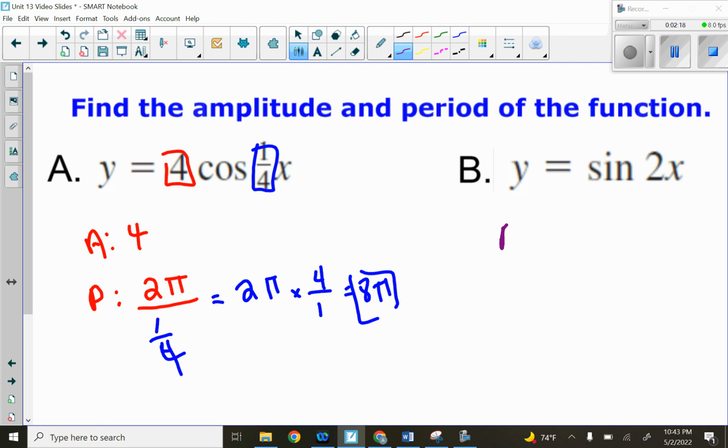So our amplitude on this one, remember if we don't see a number, there's an invisible 1, is 1. And our period we find by taking 2 pi over b, which in this case is 2, and those 2's cancel, so we get just pi.